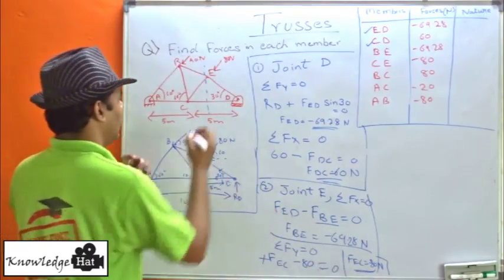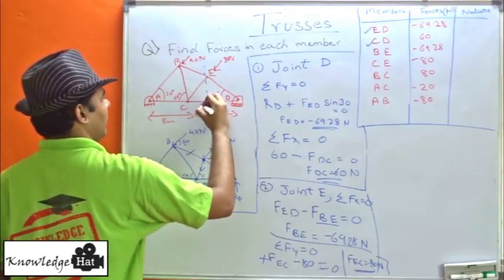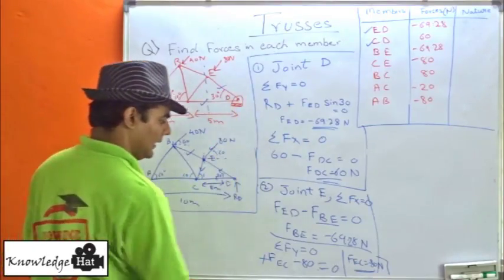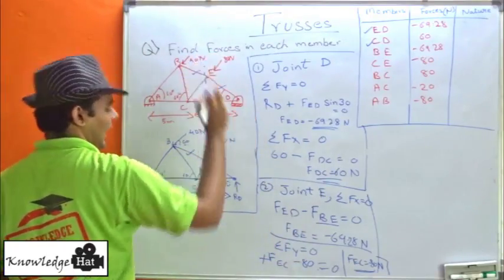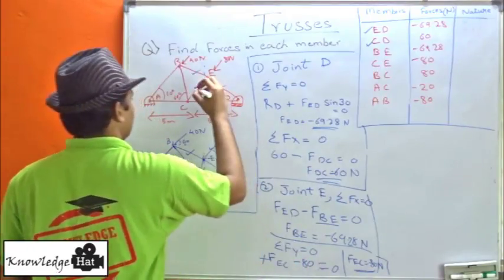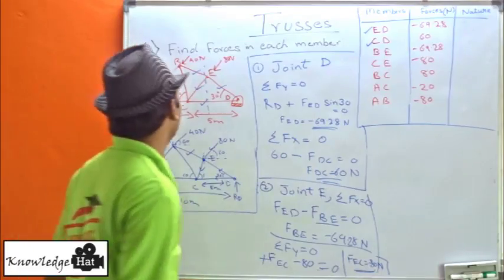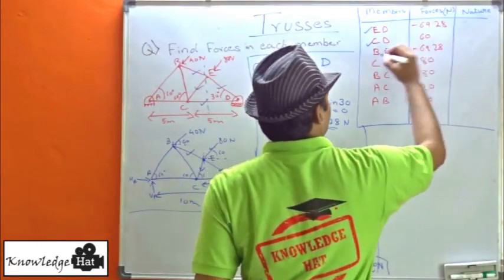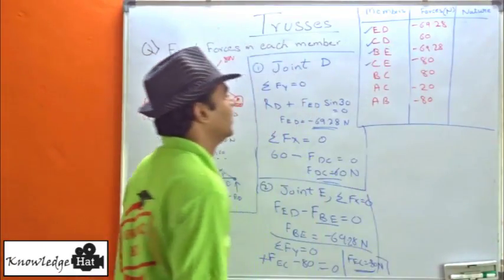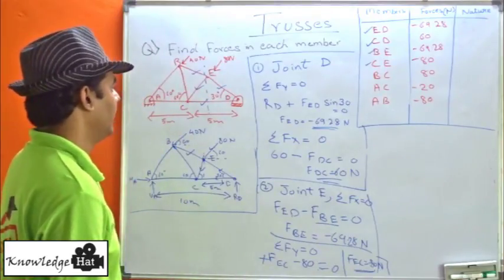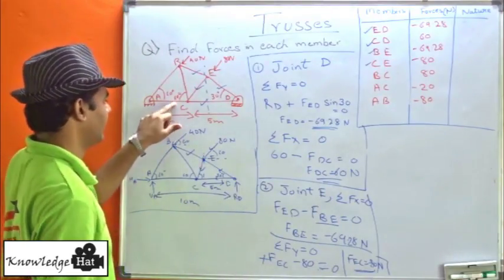So we'll just mark. When we did it for the first time, we got this and this member. Now we got BE and we also got EC. So we are done with 4 members and we are left with 3 more. So these two data are also entered here. Now we move to joint C.